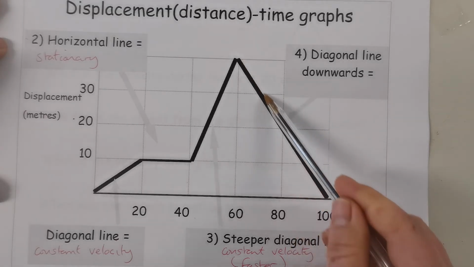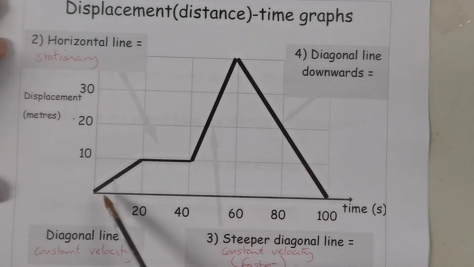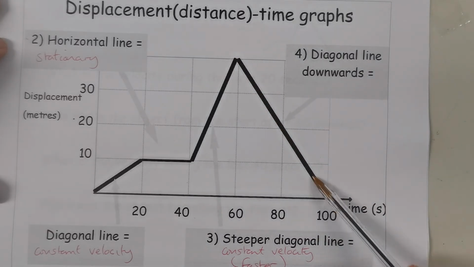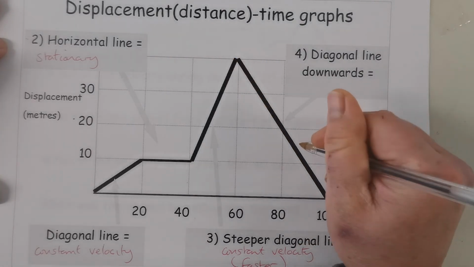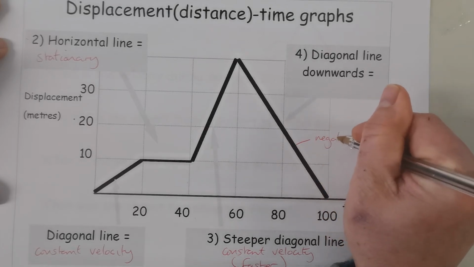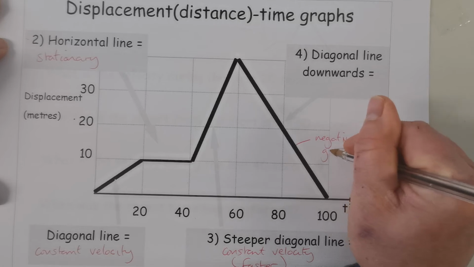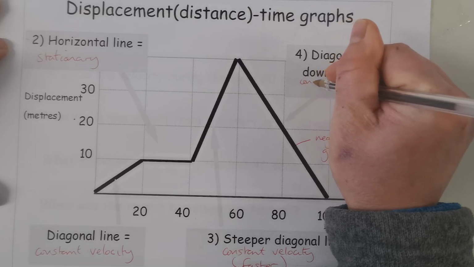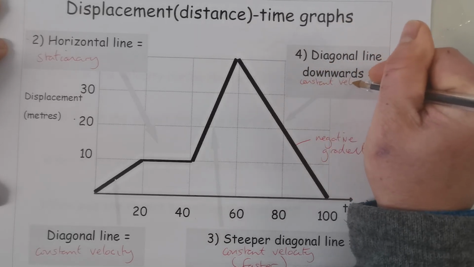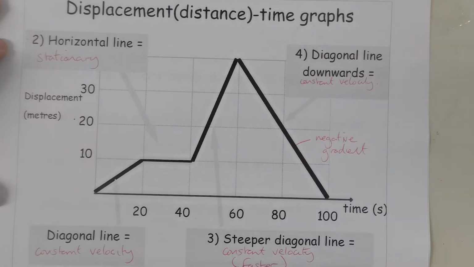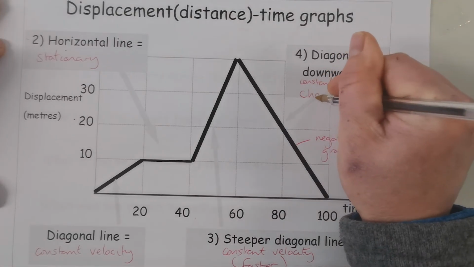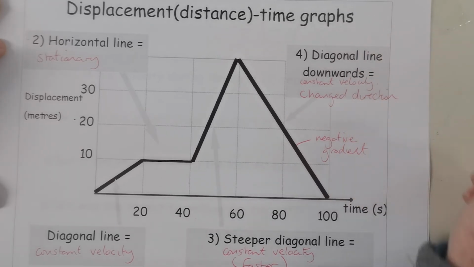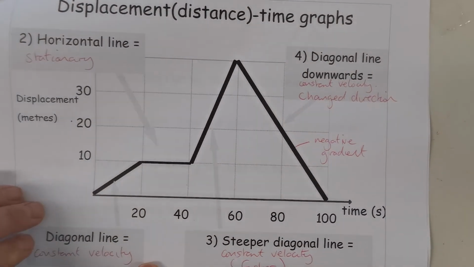4. We've got a nice diagonal line, so it must be constant velocity, but look, the gradient is now negative. This has got a negative gradient, sloping back. This is a constant velocity, but probably more importantly, it's changed direction. Very good.